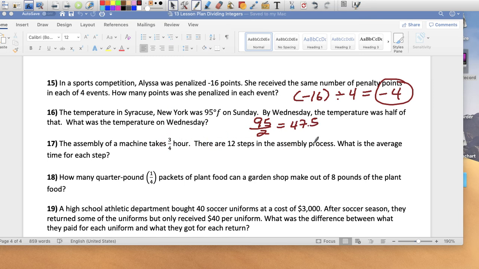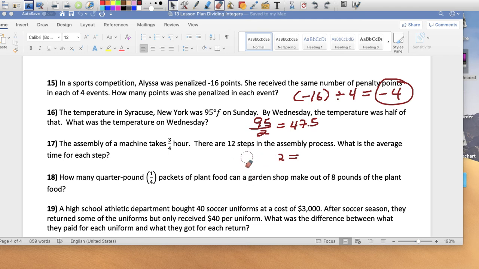The assembly of a machine takes 3/4 of an hour. There are 12 steps in the assembly process. What is the average time for each step? So it's 3/4, right? That's 1 step. And we're going to do this 12 times. There are 12 steps, sorry. We're going to divide, sorry, my bad.